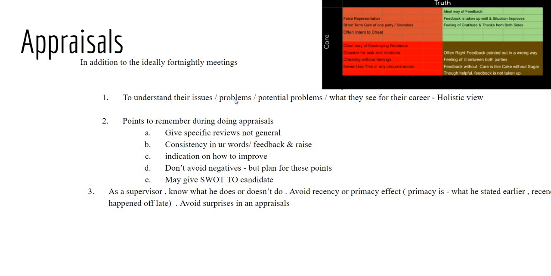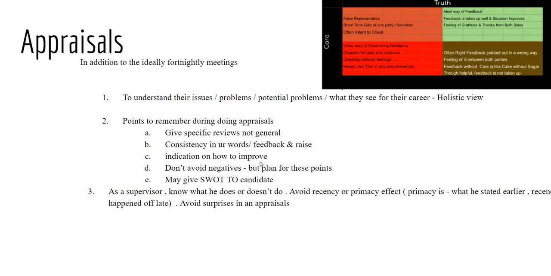Okay, moving on, coming to an important topic: appraisals, potential problems, what they see for their career, etc. When you have these discussions, you must have a holistic view. Some of the points that you should always remember when you are doing appraisals for your subordinates: always give specific reviews, be consistent in your words and feedback, and also give an indication of how to improve.